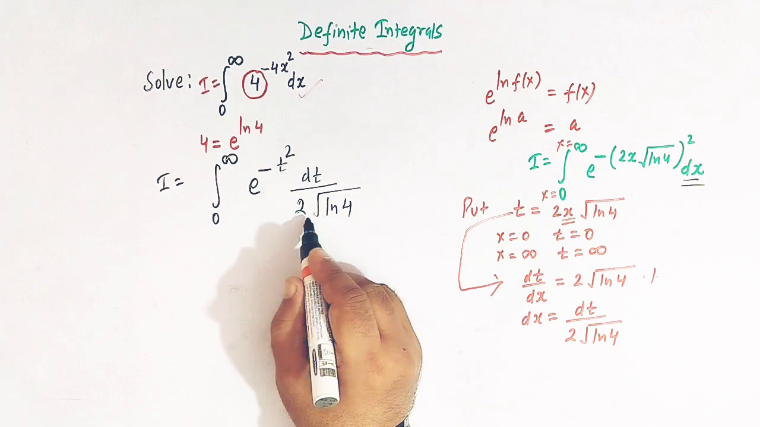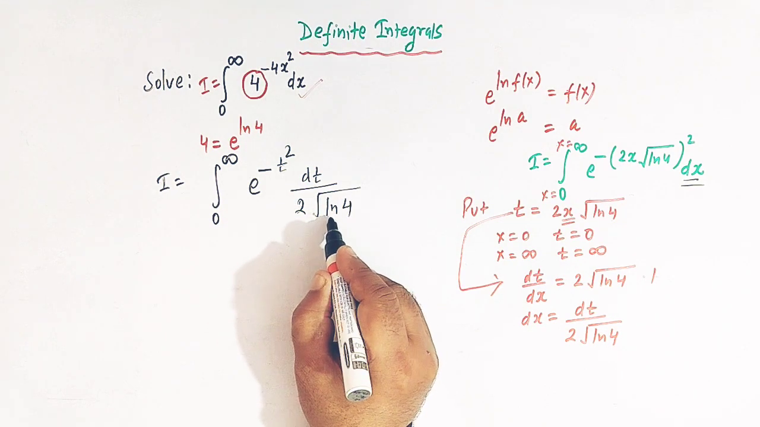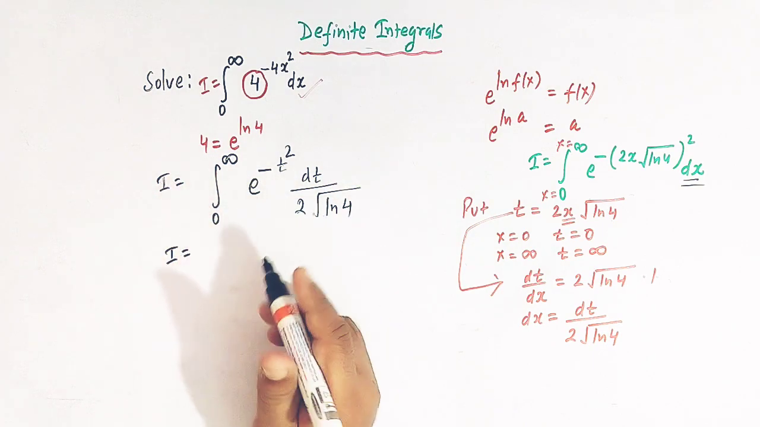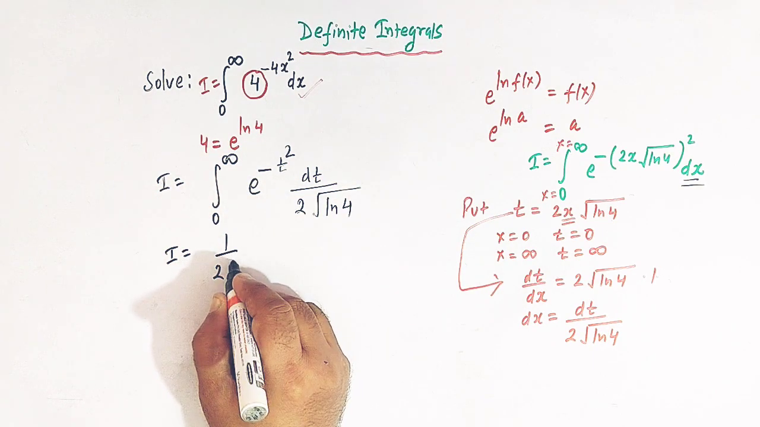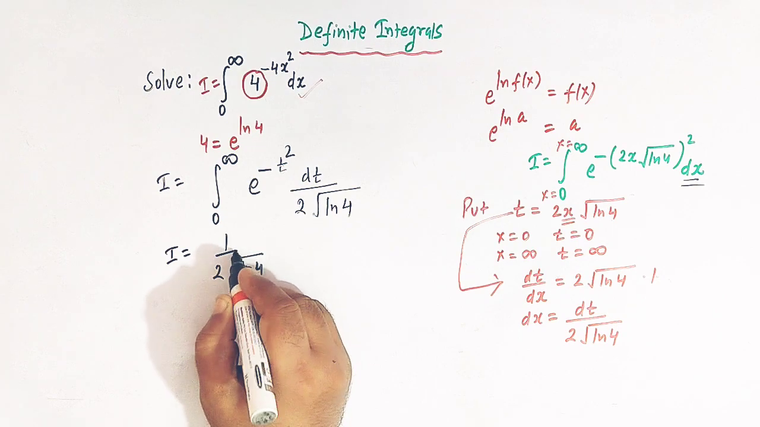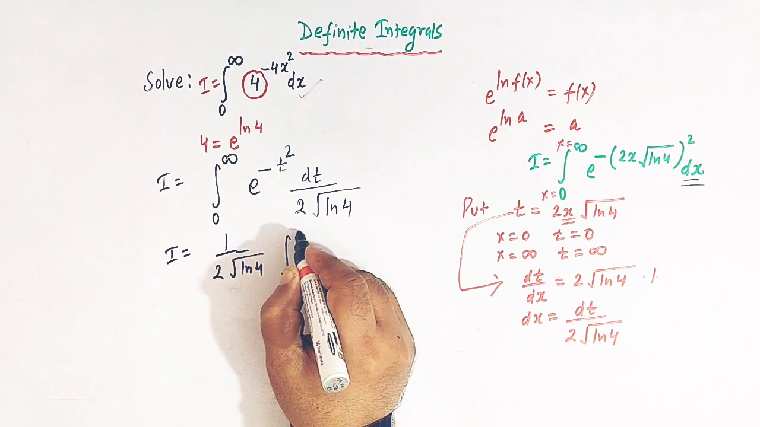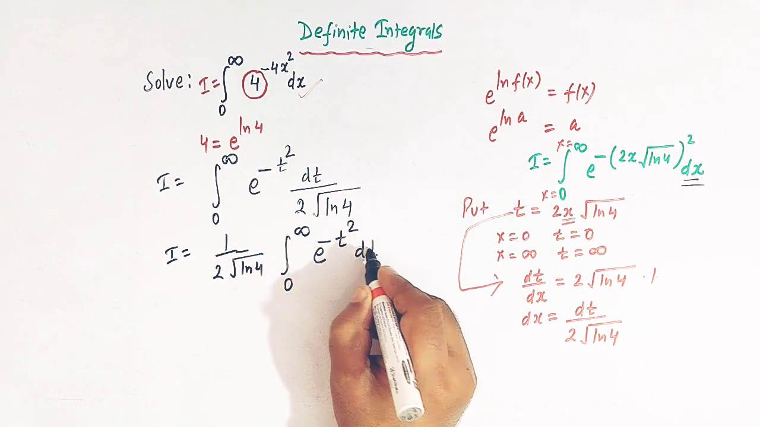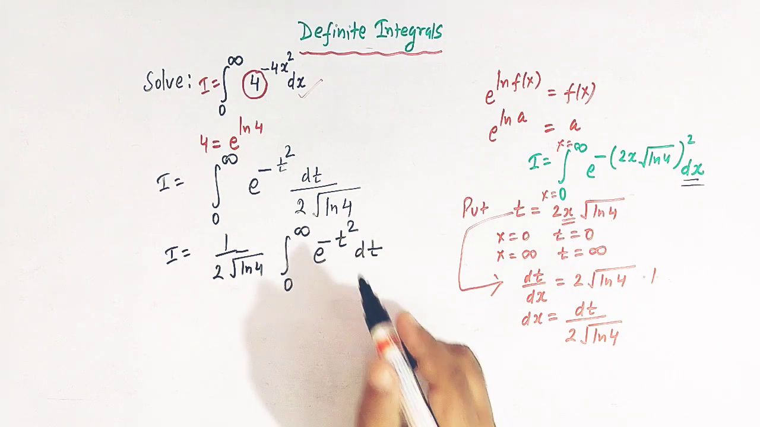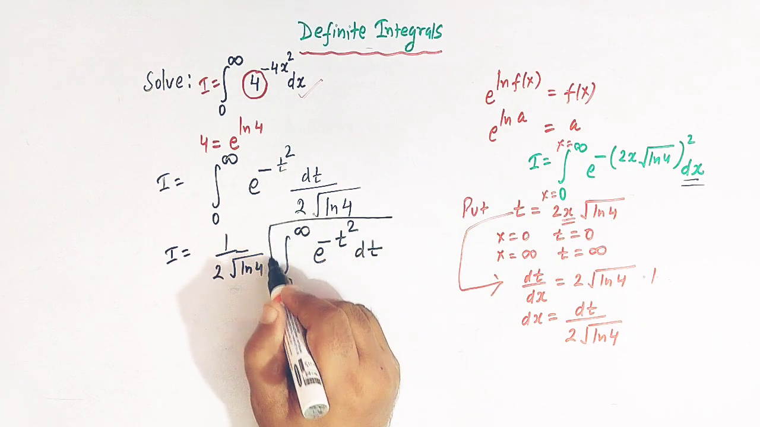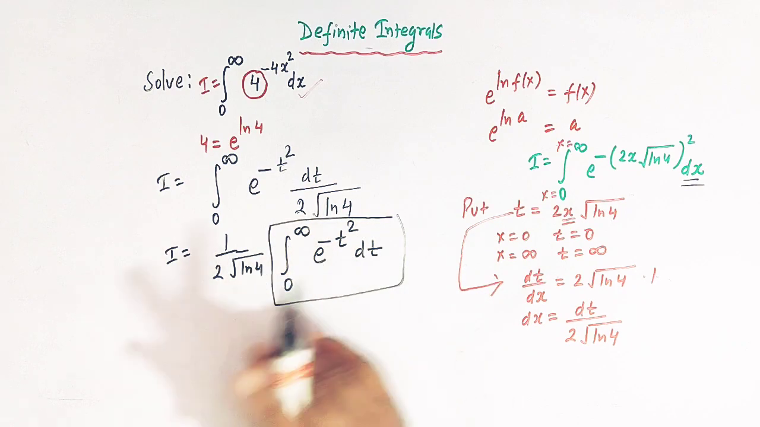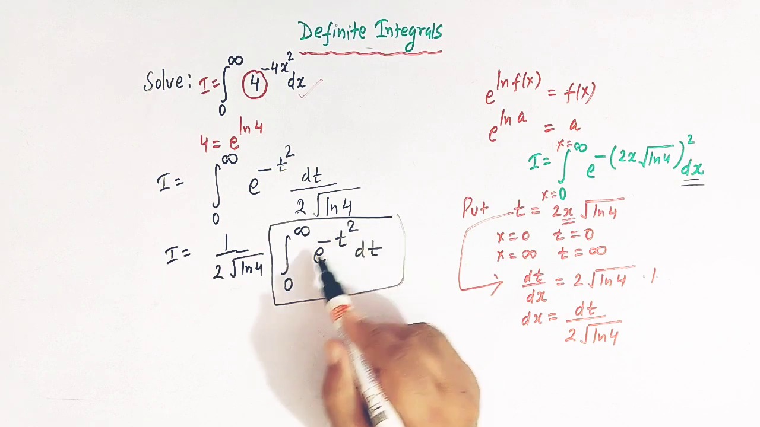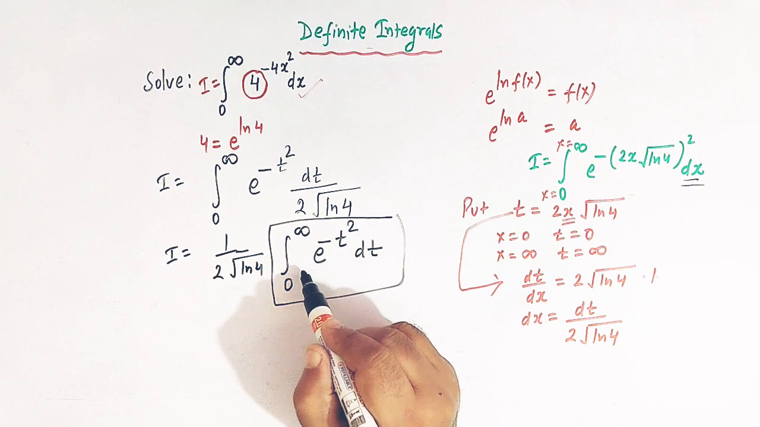Now we can see that 2 times the square root of natural log of 4 is a constant, so we can take it outside the integral. We have 1 over 2 square root of log of 4, and here we have 0 to infinity e raised to minus t square dt. We know that this is a very famous integral, and we are not going to solve it here; we'll make use of a direct result for this integral.